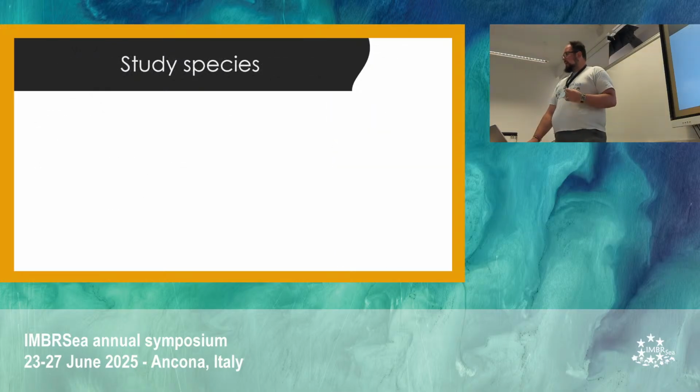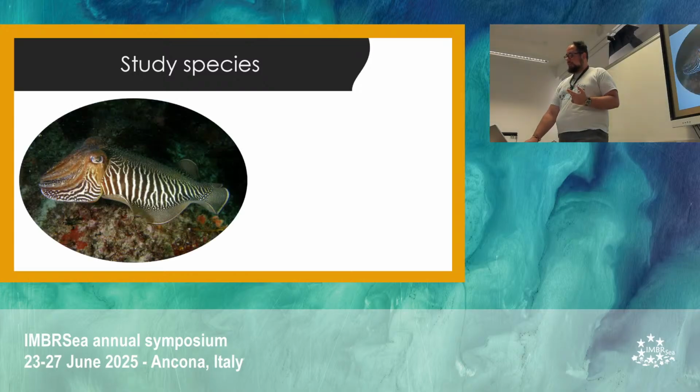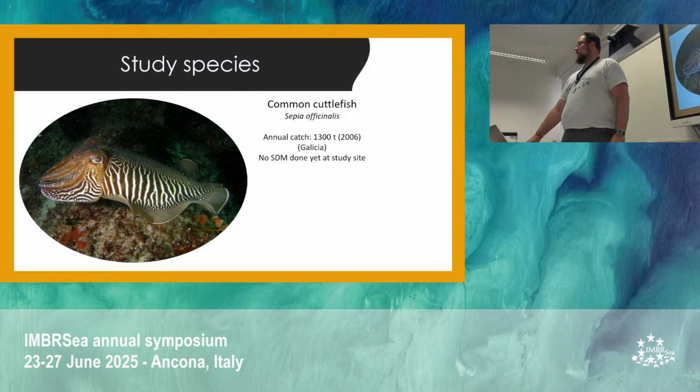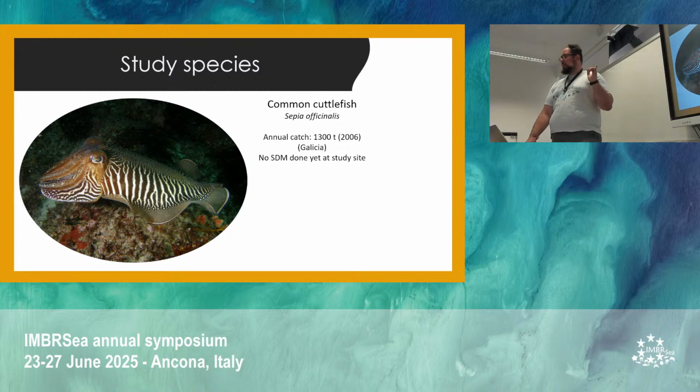So to do this, I needed a number of species, and I chose three species. Two of them are very important fishery resources, and the first of these is the common cuttlefish, which in the park is fished using trammel nets, and it is one of the more economically significant species in Galicia. But despite its importance, there has currently been no SDM constructed for it in this study site before.